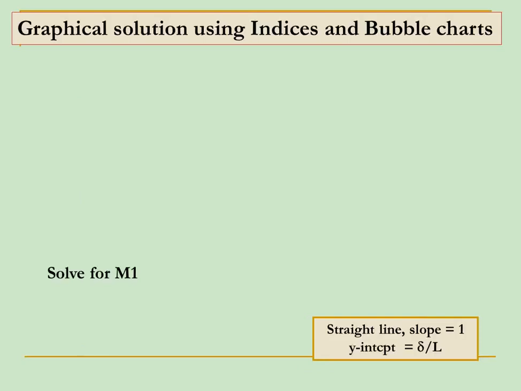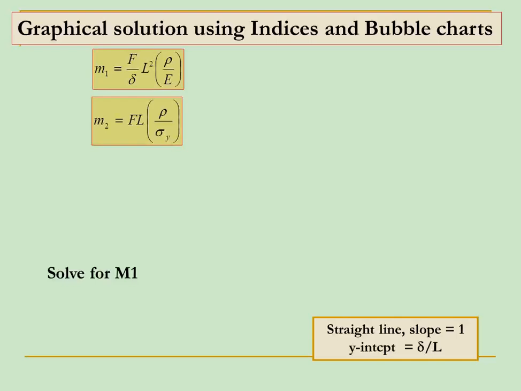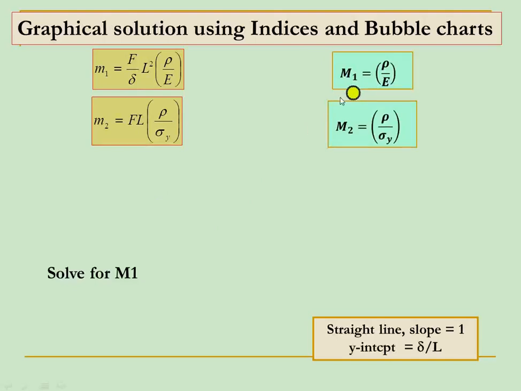Looking at the same problem here, let us say I want to look at it in the form of a graphical solution, from our previous example only. I have the values of m1 and m2 given. The mass equation is there, and the second mass equation is here for both the constraints. Out of that, rho upon E is the material index for the first problem, and rho upon sigma y is the material index for the second problem.